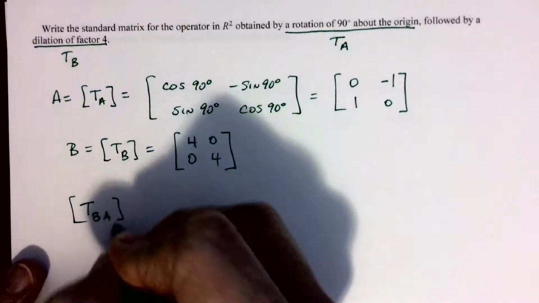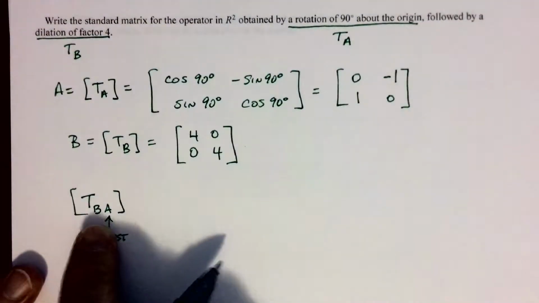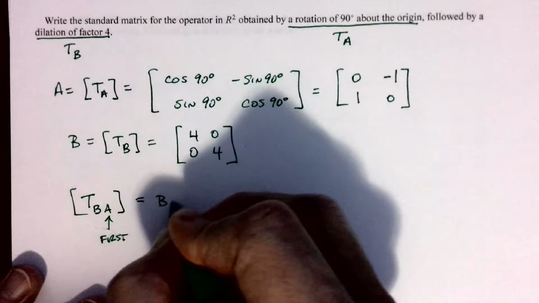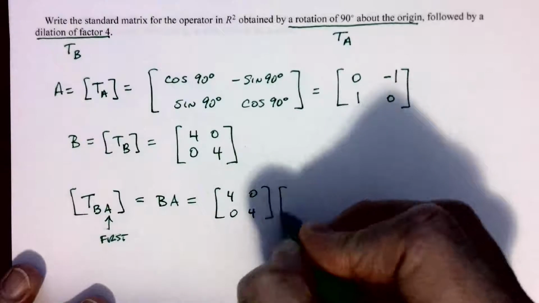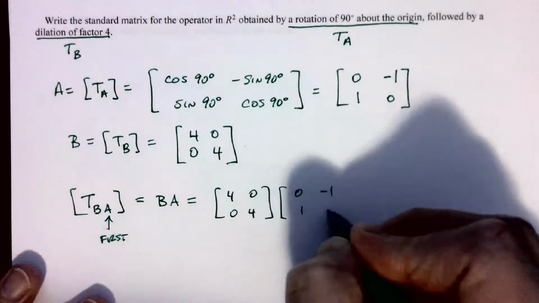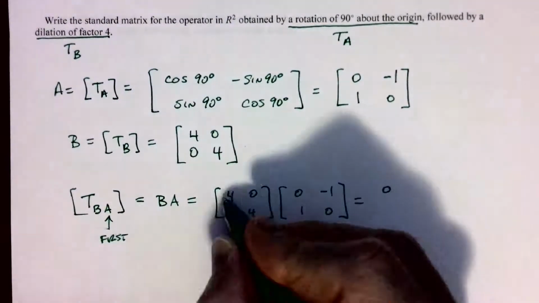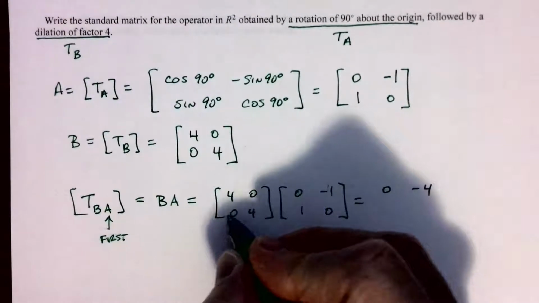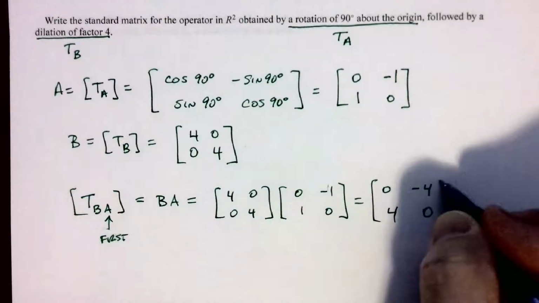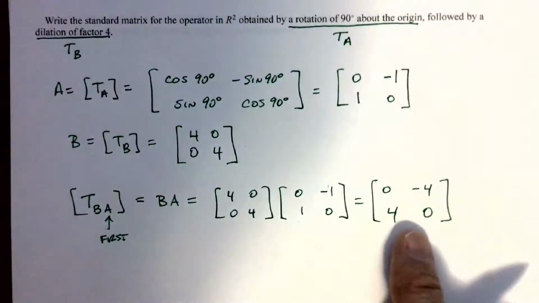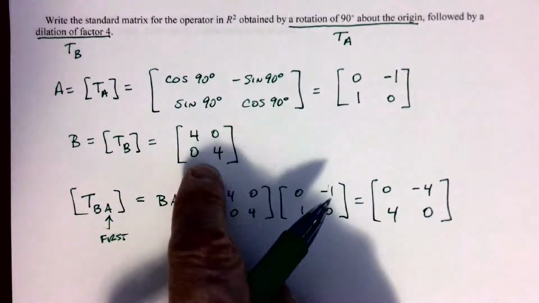So our standard matrix for TBA. Again, notice that it's not TAB because we're doing A first. Notice it builds this way. So that is indeed just B times A. So it's matrix B times matrix A. Okay. Pretty easy to do that matrix multiplication. Row dot column is 0. Row dot column is negative 4. Row dot column is positive 4. Row dot column is 0. There's our standard matrix. So I can do a one-stop flight by just multiplying by this matrix instead of multiplying by this one and then multiplying by this one.